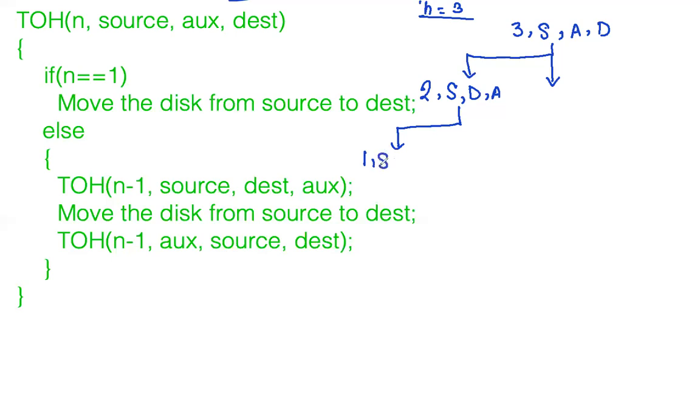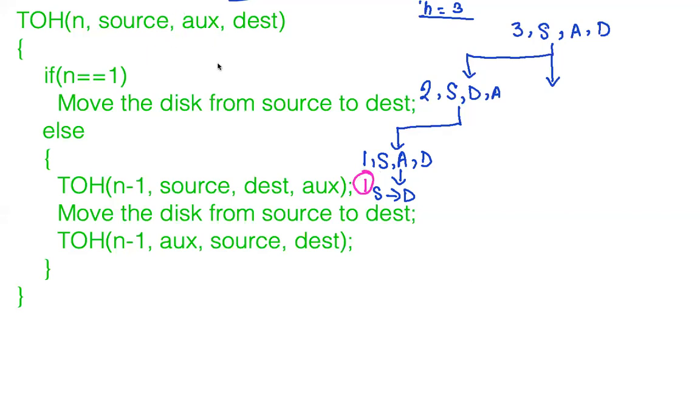So the source remains the same. The destination is the auxiliary peg, so A, and the auxiliary is the destination peg, so it will be D. Now when this is done, n is equal to 1, so again a recursive call will be made here. So what is the step? Move the disk from source to destination. So this will be transformed into S to D, and that will become my first step.